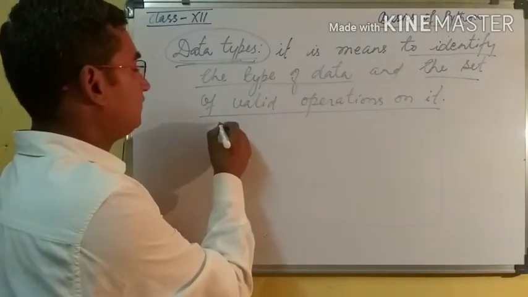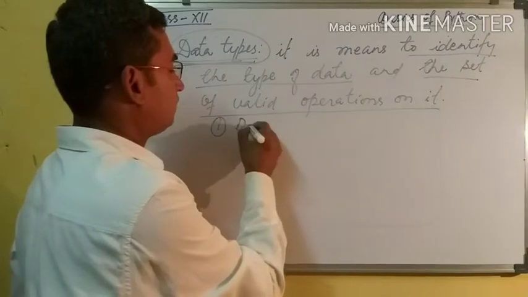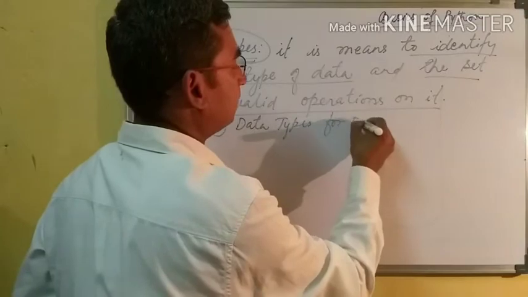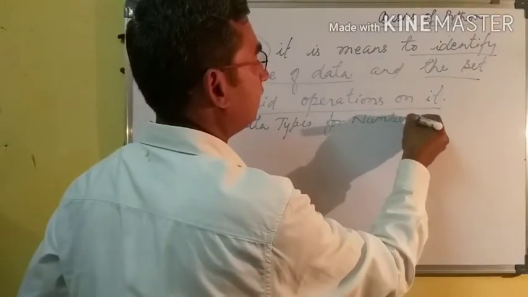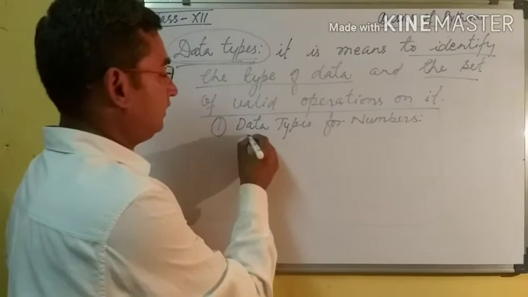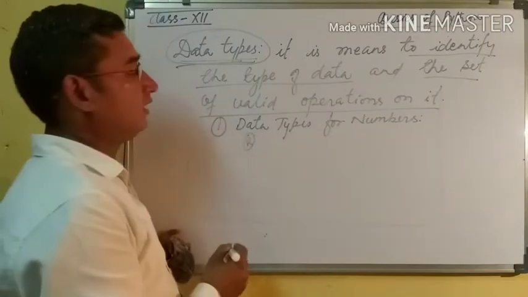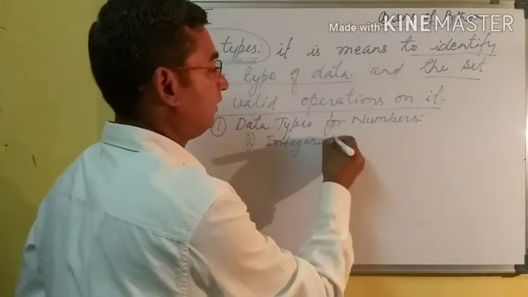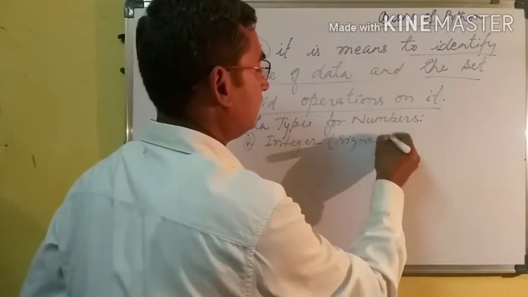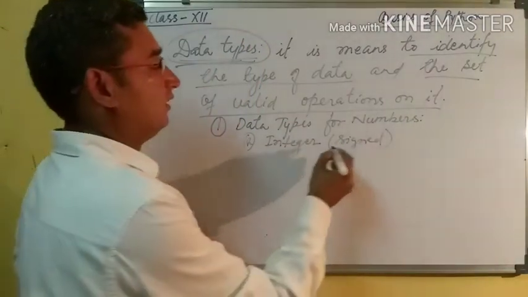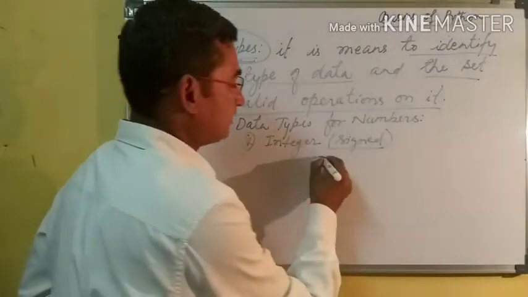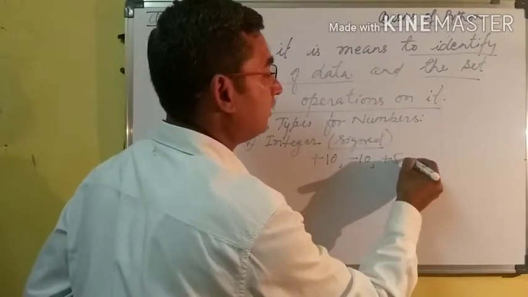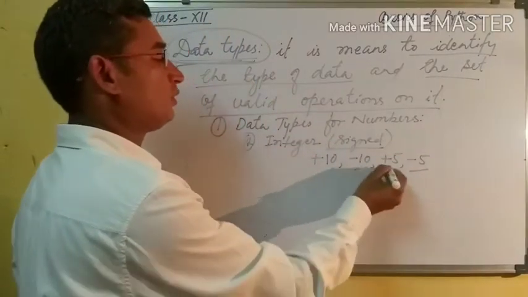The first data type is data type for numbers. In this, there are three types. First one is integer. It can be signed or unsigned. Signed means here plus 10, minus 10, plus 5, minus 5, means both positive or negative data you can write.